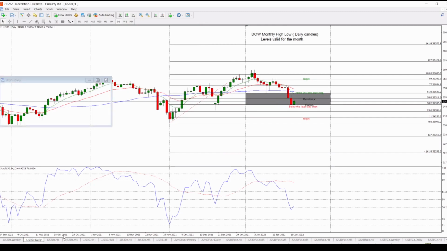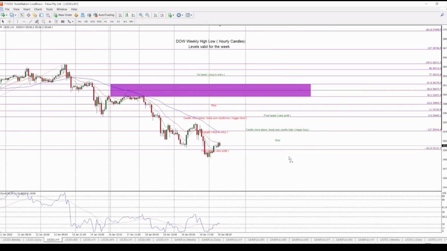Let's move on to the weekly, hourly time frame. Next trigger for a long is a candle close above the minus 127, break previous candle high. We'll be aiming for that 0 level, back at that 0 for the long, for the final target. We can also see we did get that trigger short to hit that final target, the minus 161.